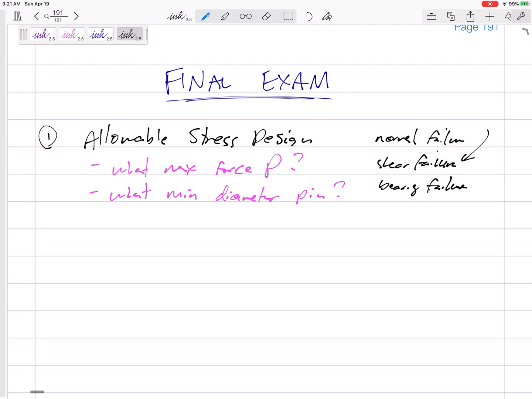And for shear failure, back then we were just doing tau as V over A. I want you to do tau as V over A. I really don't want you to do VQ over IT. Just do the simplified average shear, which is V over A. And do I ask for a factor of safety? Make sure you can use a factor of safety if I ask for one. Okay, so number 1, allowable stress design problem.